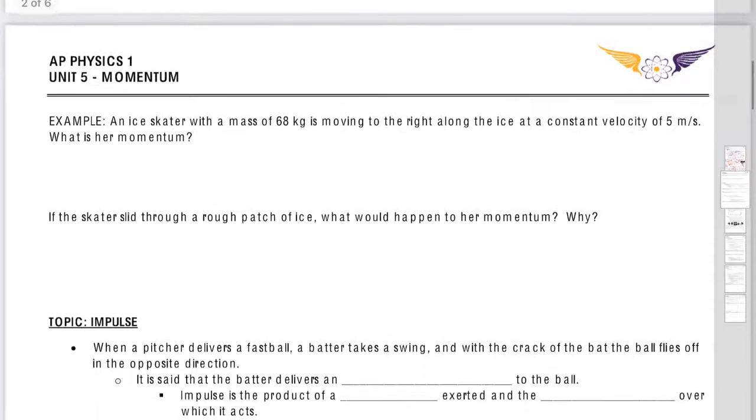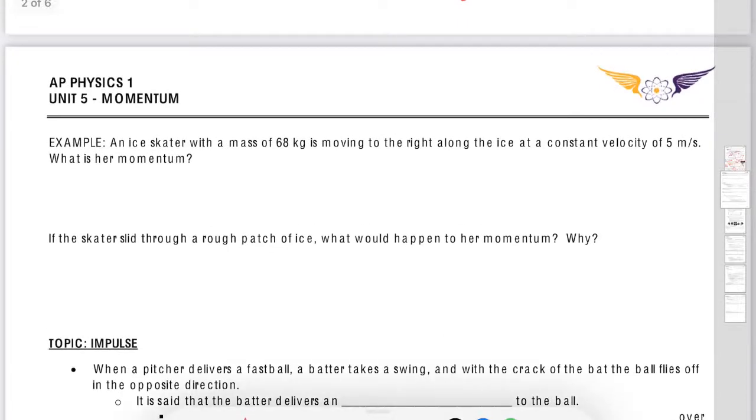All right, so here's just another couple examples using this p equals mv formula. One example is an ice skater, where we're going to do a calculation, and then we're going to talk about what happens when she hits a rough patch. So you've got an ice skater with a mass of 68 kilograms moving to the right along the ice at a constant velocity of 5 meters per second. What is her momentum? Well, that's going to be very simple. p equals mv, so it's going to be 68 kilograms times 5 meters per second.